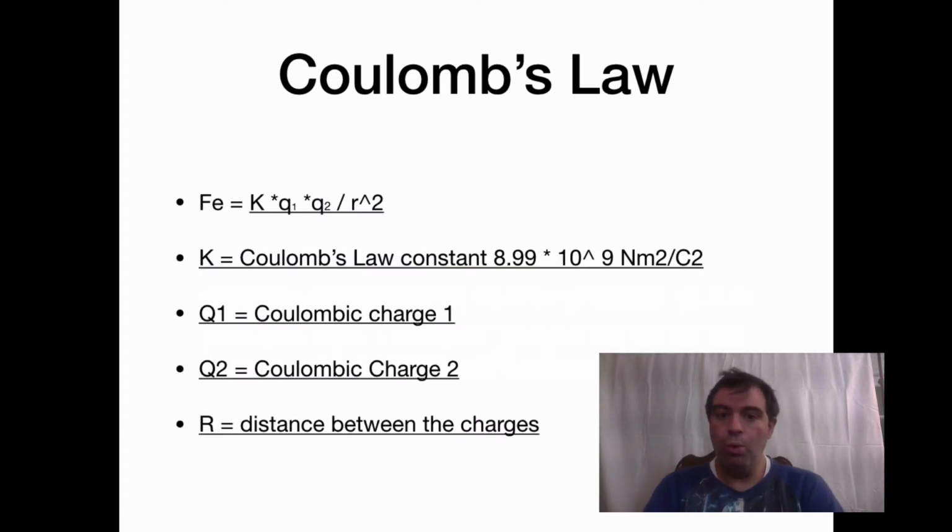Looking at it from the point of view of an equation, we see that F_e equals k times q1 times q2, the whole thing divided by r squared. k is Coulomb's law constant. It's always the same at every point of the universe, as we have discussed in class. So it's 8.99 times 10 to the ninth newton meters squared per coulomb squared. q1 is charge 1, q2 is charge 2, and r, of course, is the distance between the charges.